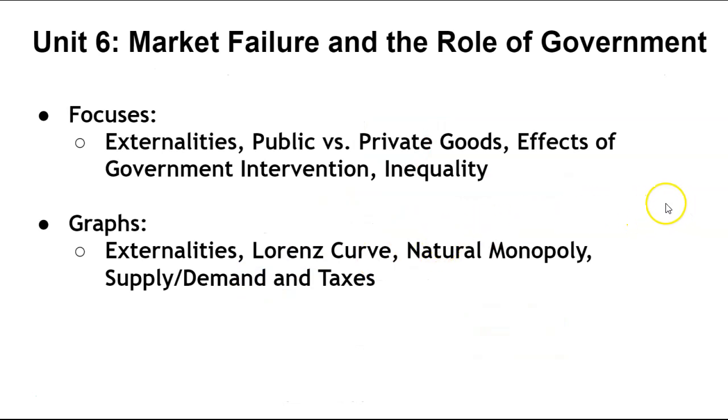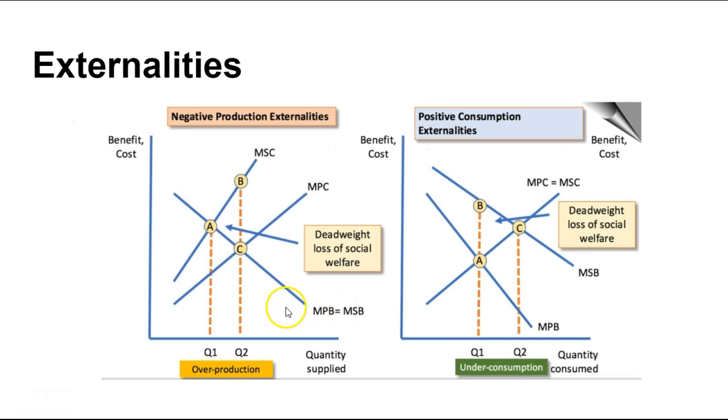Last unit is Unit 6. Market failures and the role of government. Externalities, public goods, effects of government intervention, inequality. It occurs with the externalities. Lorenz curve, which actually isn't on the test anymore. Natural monopoly, which we already covered, so I'm not going to go over that, but that is part because it's called the regulated monopolies. And then supply and demand when you add in taxes.